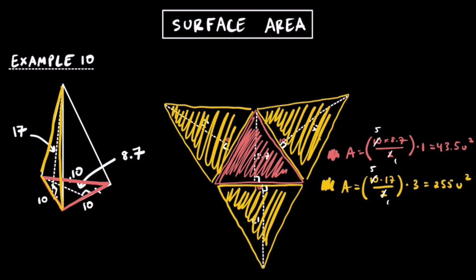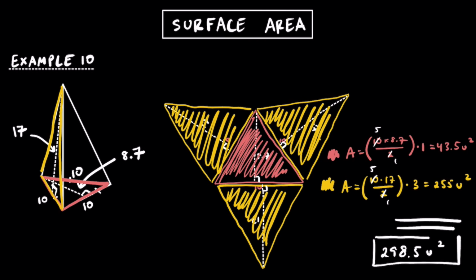Okay. And so let's go ahead and just add the area of the base with the 3 congruent triangles, and that should be 298.5 units squared. That would be the surface area of this triangular pyramid. And that wraps up this video on 10 different examples on finding the surface area of rectangular prisms, triangular prisms, square pyramids, and finally triangular pyramids.